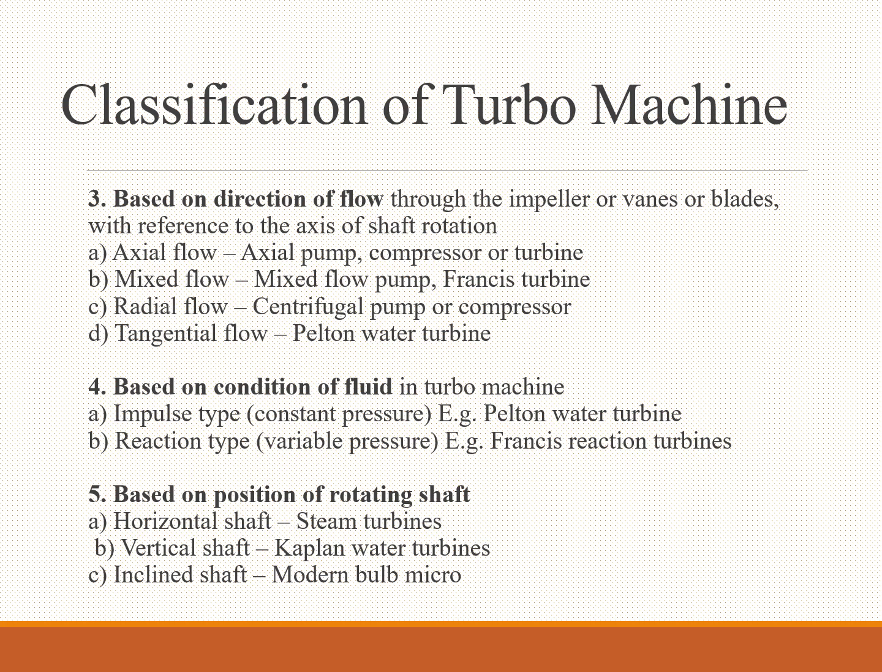Fifth classification is based on the position of the rotating shaft. The first one is a horizontal shaft. Normally we all know that steam turbines have a horizontal shaft. The second one is a vertical shaft. We can see it in a Kaplan water turbine. And the third one is an inclined shaft, as in modern bulb micro turbines.